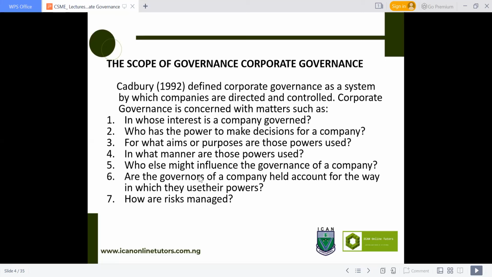So when we now say corporate, this is a system by which companies are directed and controlled. The way by which an organization is being directed and controlled is what we call corporate governance. Please don't forget. Corporate governance can be defined as the way by which a company is being directed and controlled. The way by which we direct an organization is what we call corporate governance.